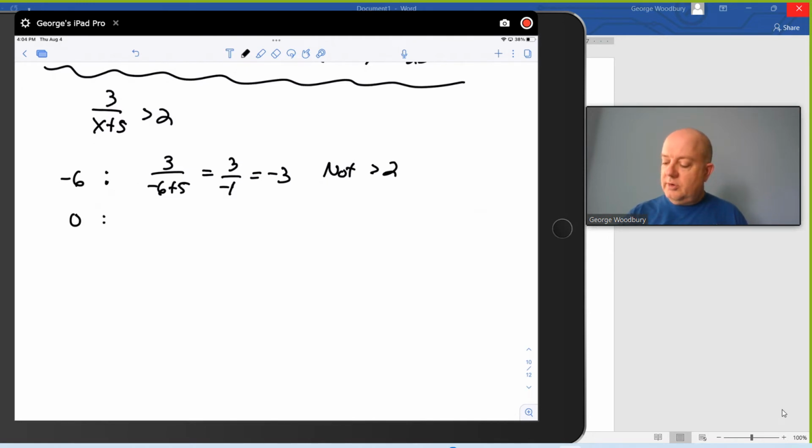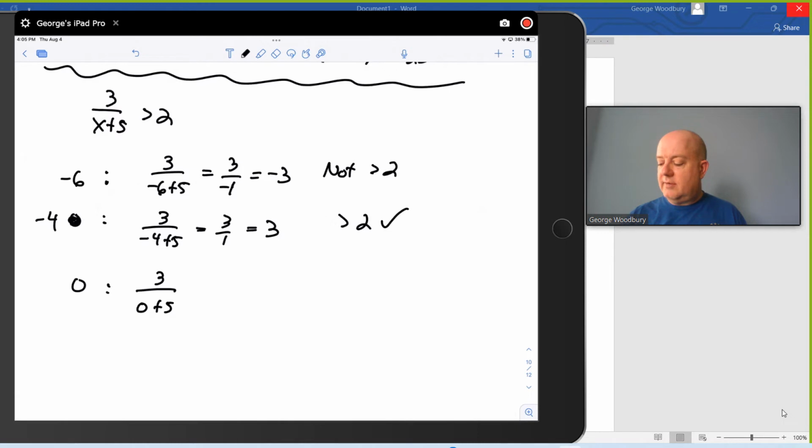0 would have given us, I'm sorry, that wasn't the next one. -4 was next. 3 over -4 plus 5 was 3 over 1, or +3. That is greater than 2, so that was a solution. And 0, we would have had 3 over 0 plus 5, which is just 3/5, and that is not greater than 2. So either way, we see that -4 is a solution. That means everything in that one interval is a solution as well.